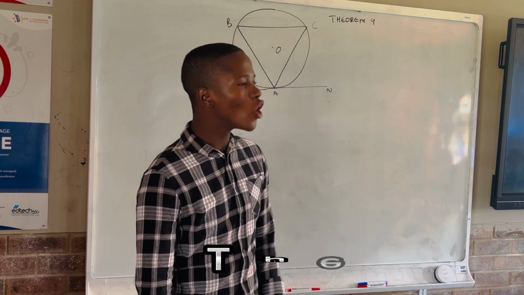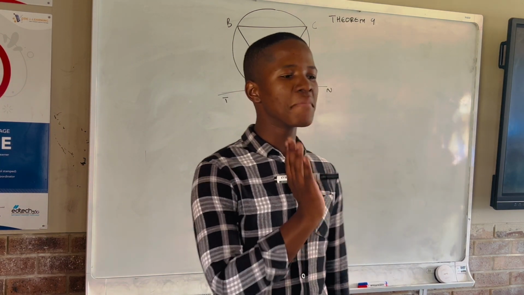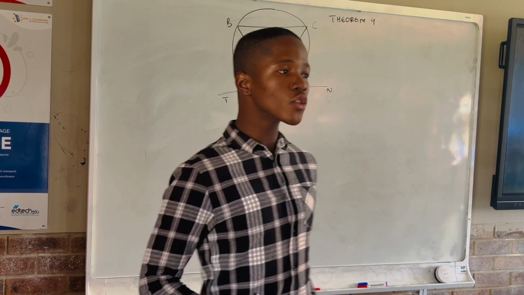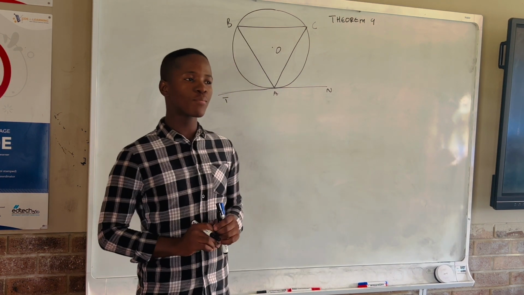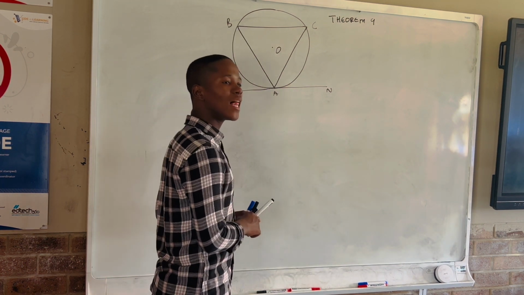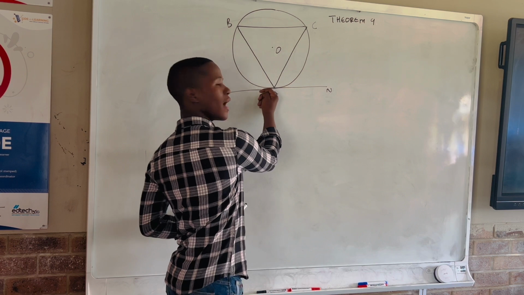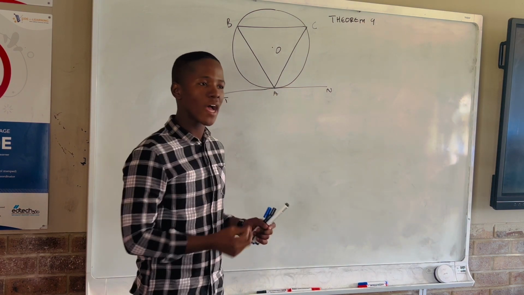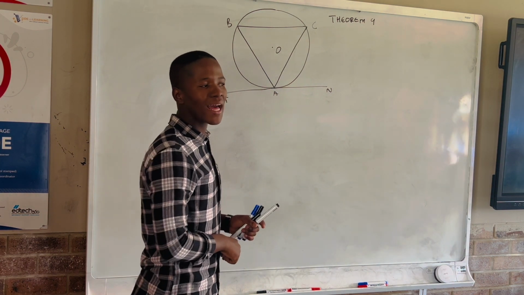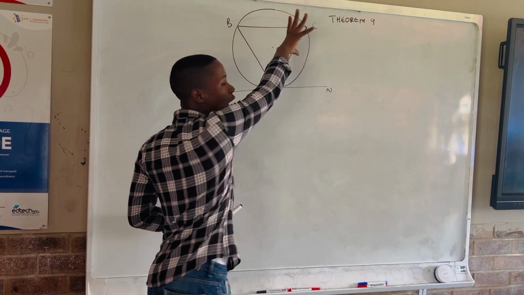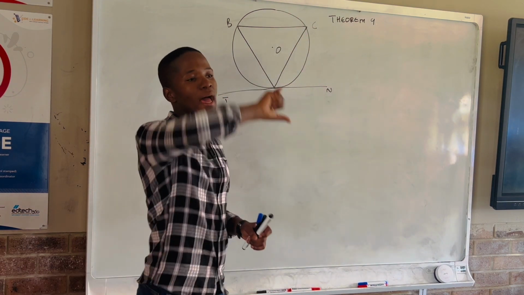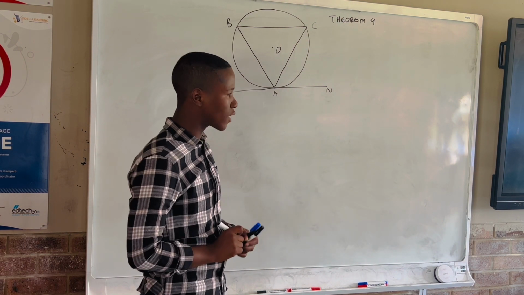So we are going to be examining Theorem 9. According to Theorem 9, we are going to be proving that the angle that is subtended by the arc in your tangent is equal to the angle that is subtended by your circumference at your cycle, right?